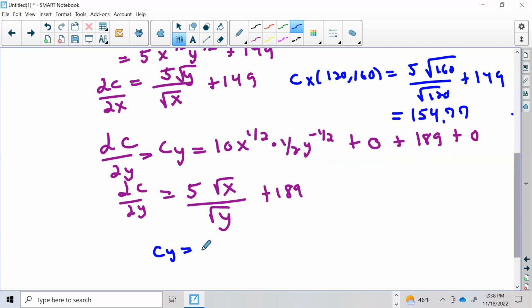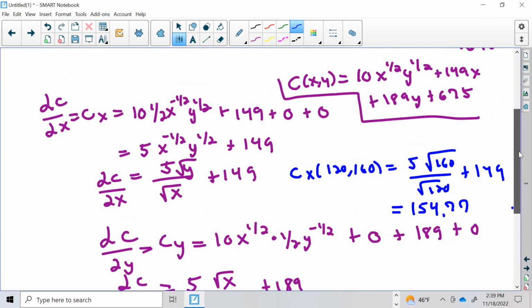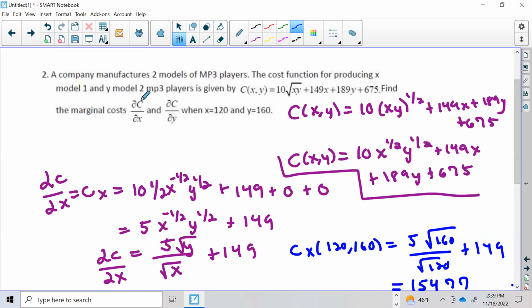And then the partial for y of 120, 160 is 5 times the square root of now x, so 120 is in the numerator, square root of 160 in the denominator, plus 189. And I get 193.33.